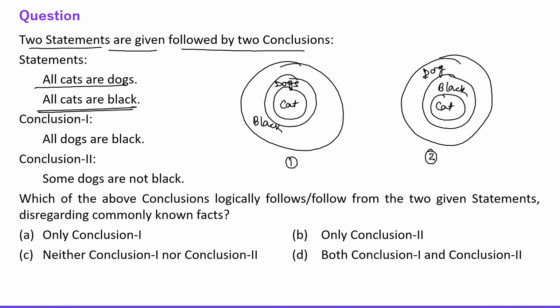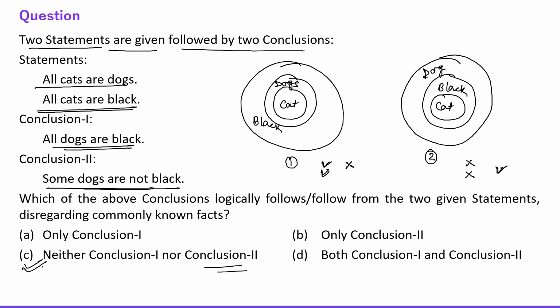Right? Conclusion 1, all dogs are black. Here it is true, all dogs are black, but here all dogs are not black. Here it is not true. Conclusion 1 is true in the first condition, but it is not true in the second condition. Now let's talk about conclusion 2. Some dogs are not black. This is not true here, but this is true here. Okay. So everyone, here neither conclusion 1 nor conclusion 2 follows.